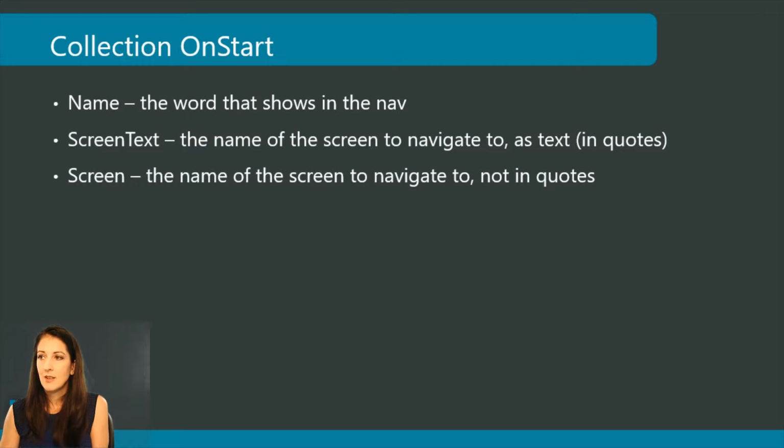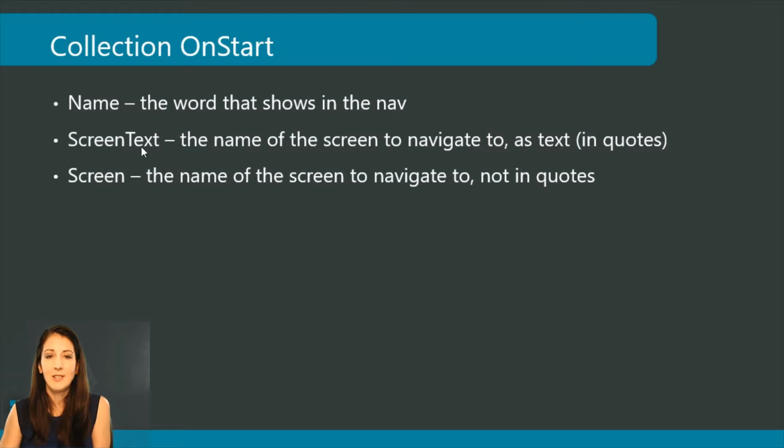Hopefully. Okay, we have a collection that we're doing when the app starts. So in the OnStart of the app, we're doing a collection, and this is what we want in the navigation. Then we're creating a name, which is the word we want to show in the navigation for the customers, the projects, whatever it is. The screen text is the name of the screen you want it to navigate to, say, customers, whatever it is. And then the screen is the name of the screen.